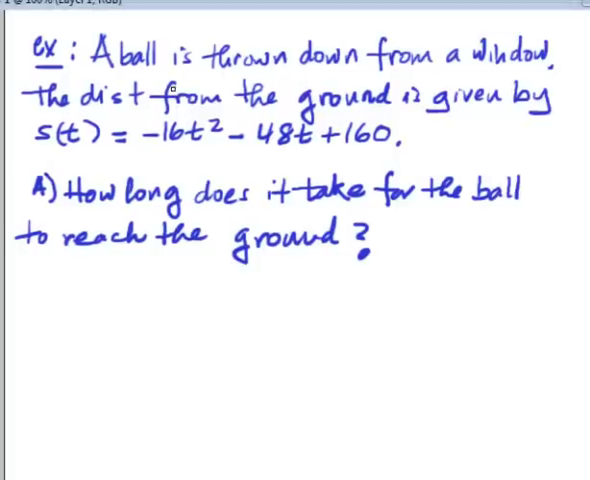Let's look at the next example. All right, we have a ball is thrown down from a window. The distance from the ground is given by s of t equal minus 16t squared minus 48t plus 160. So in part A, we want to know how long does it take for the ball to reach the ground? Okay, how long?